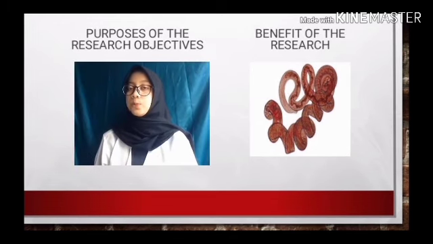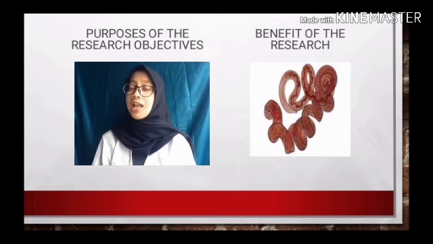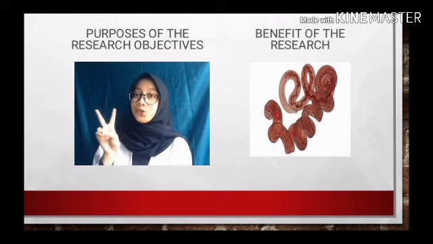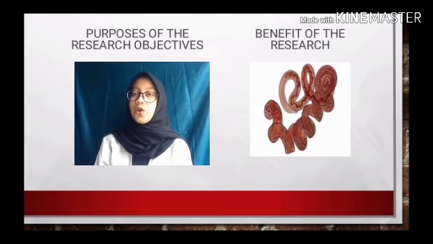Purpose of the research, objectives: 1. Knowing that the beet, or Beta vulgaris, can be used as an alternative in the examination of intestinal nematode eggs. 2. Knowing the optimal concentration of water from the beet, or Beta vulgaris, that can dye intestinal nematode eggs.